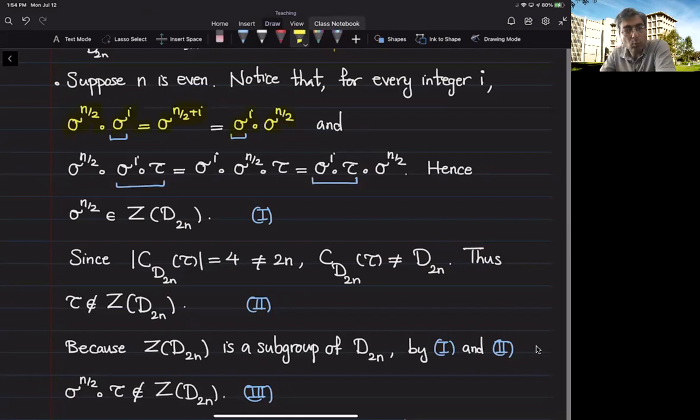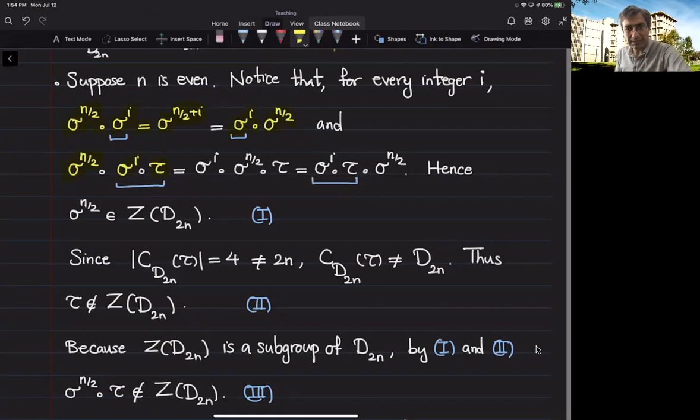Now let's see why it commutes with sigma to the i composed with tau. These are all the rest of the elements inside the dihedral group. We know that this commutes with sigma to the i. We know that it commutes with tau. That's enough, because then we deduce that both of them are in the centralizer of sigma to power n half.